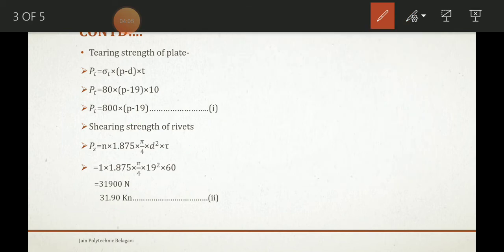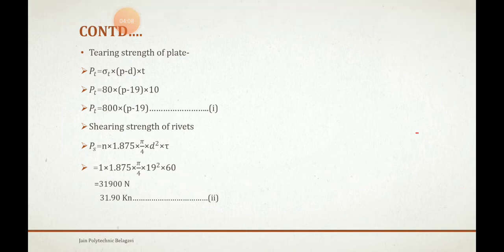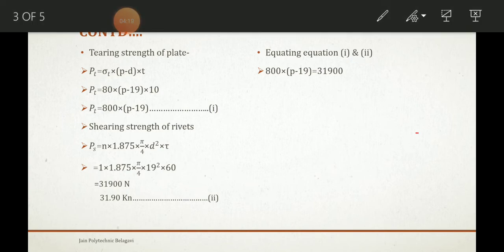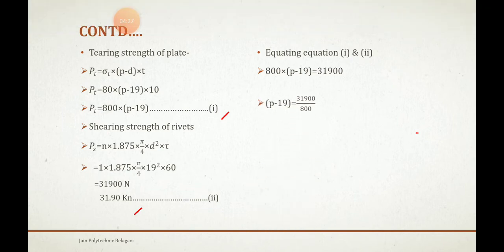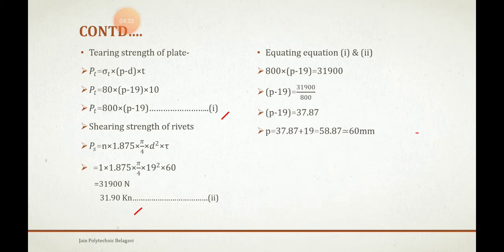Okay, so next thing is you have to equate equation 1 and 2. So once you equate it, what will you get? 80 into (P minus 19), which is basically this equation, equal to 31,900. So we can easily solve for P. So P is equal to 58.87 you will get. We'll take the next whole value, that is 60.